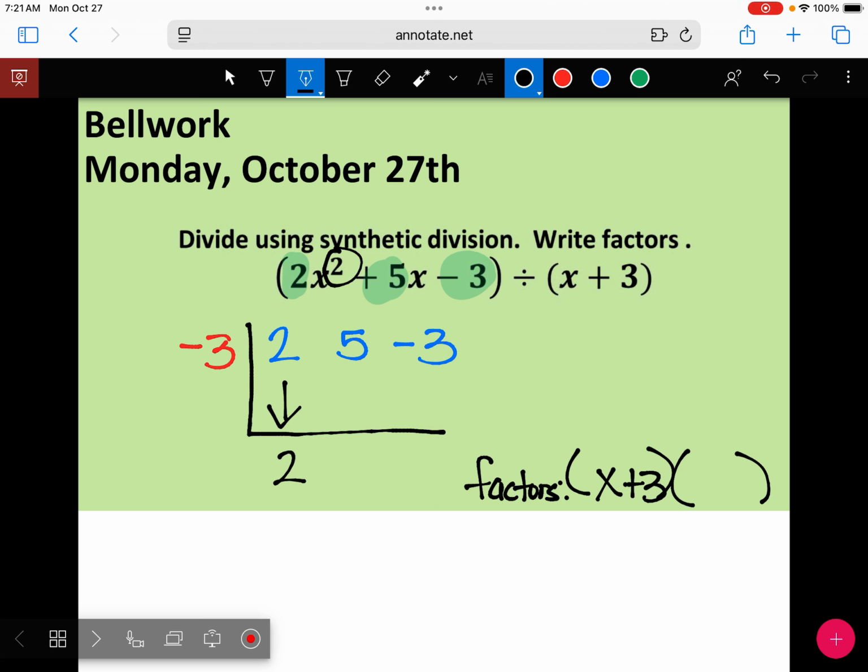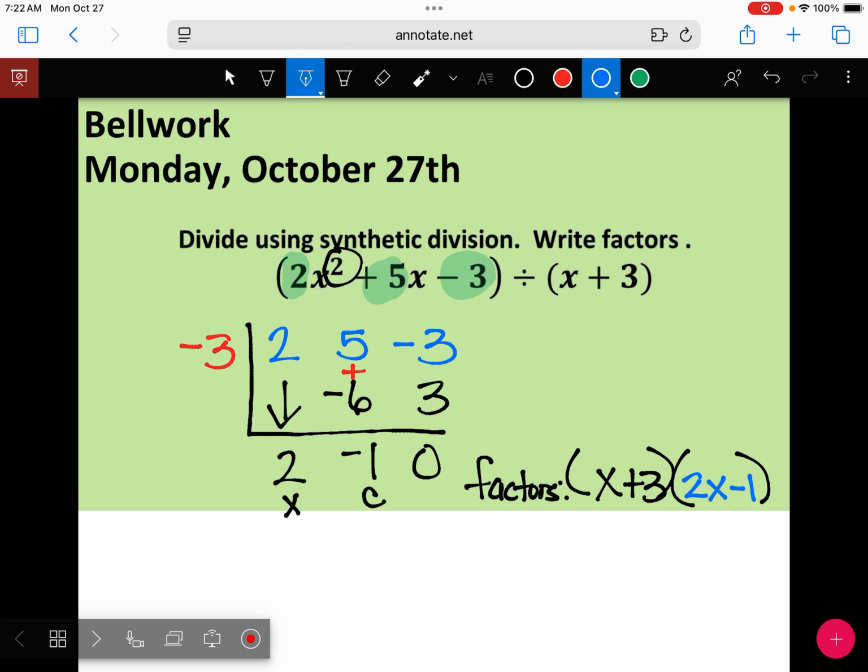And then I'm going to multiply the 2 by -3. I get -6. And then you're adding 5 plus -6. You should get -1. And then you're multiplying -1 times -3. You get a +3. You add and you get 0. So this is your x and this is your constant. So your second factor is 2x minus 1. And those are your 2 factors.